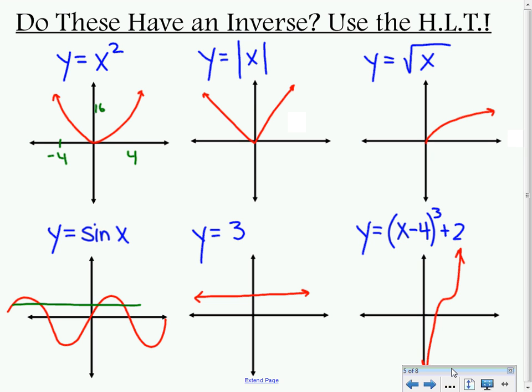Now, things get really complicated with trig, with sine and cosine especially. It appears as though the sine wave does not pass the horizontal line test, and it doesn't. There's many different values. But there is an inverse sine. It's right on your calculator. There's an inverse sine button, and you're going to use inverse sine quite a bit in trigonometry.